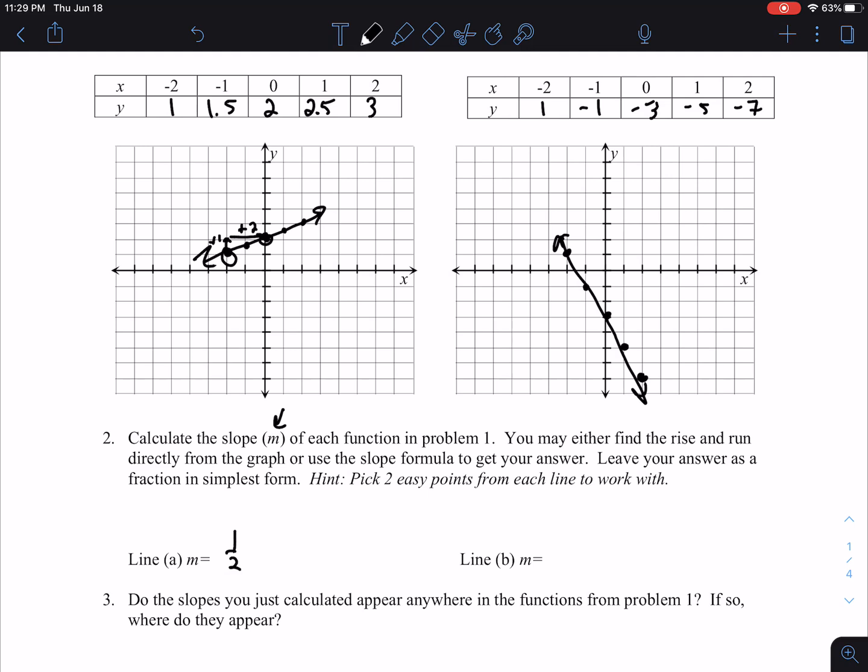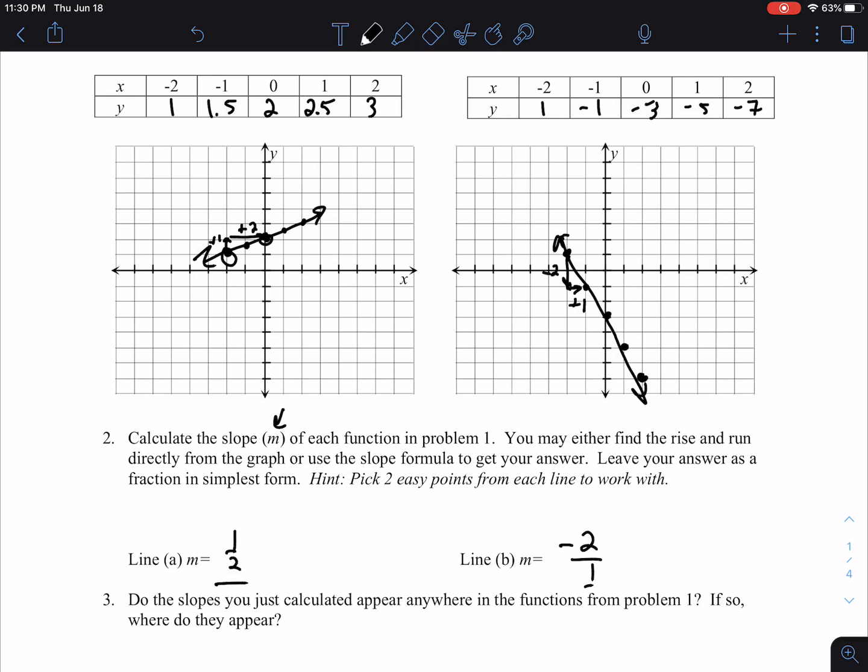If I do it here, I'm going down 2, and then to the right 1. So that's a negative 2 over 1. When you look at these two slopes, here's where I'm going to play the pause-and-play. Do these two values look familiar?